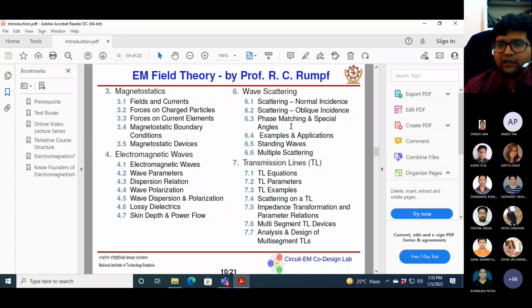We will discuss the scattering parameter later on also. I was supposed to discuss that in the network theory class itself, but due to lack of time we were not able to cover that part. The scattering parameter is one of the very important concepts for an electrical engineer, because it is one of the measurable quantities at very high frequency.